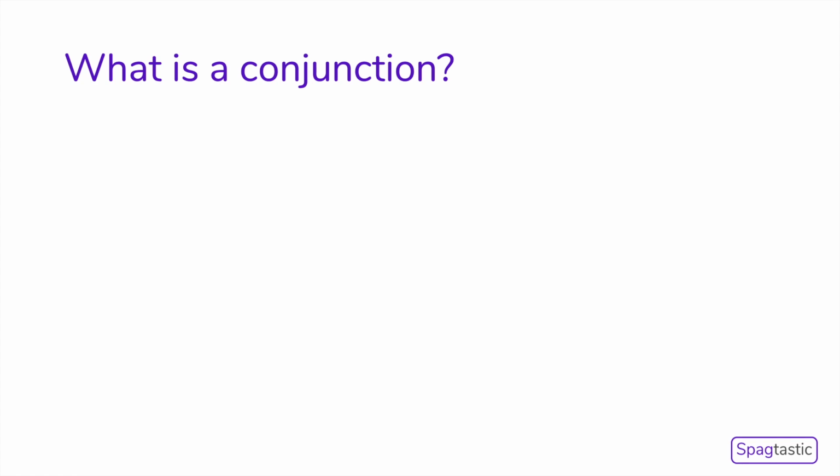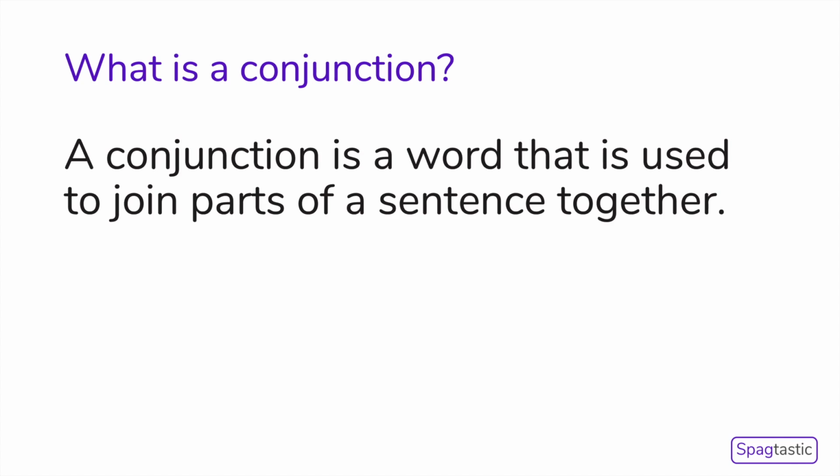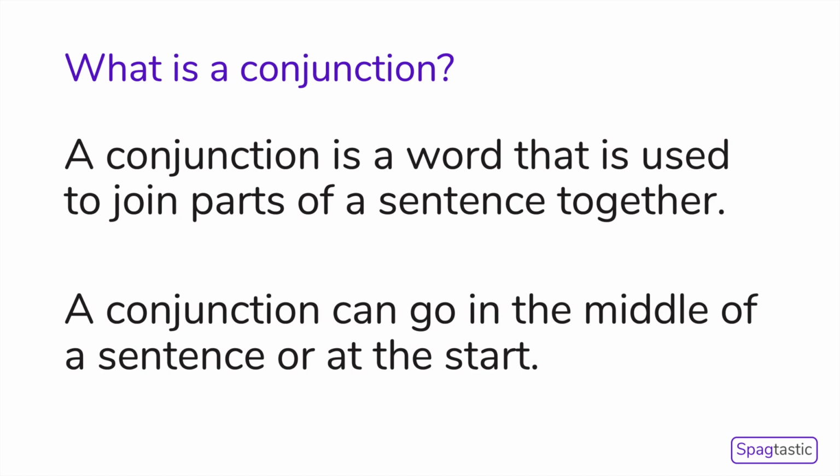What is a conjunction? A conjunction is a word that is used to join parts of a sentence together. A conjunction can go in the middle of a sentence or at the start.